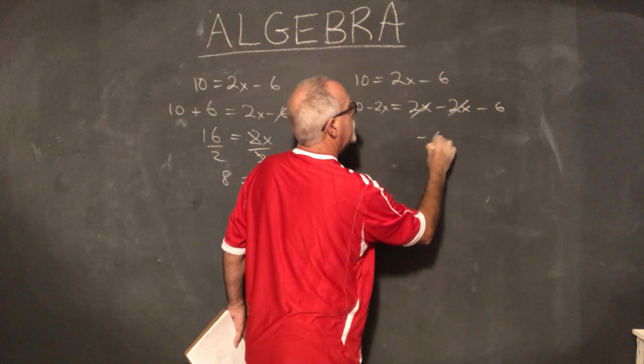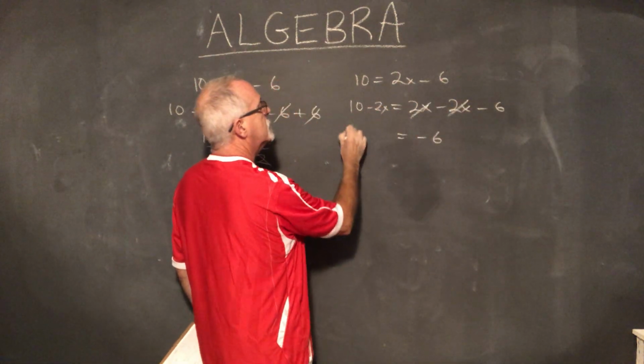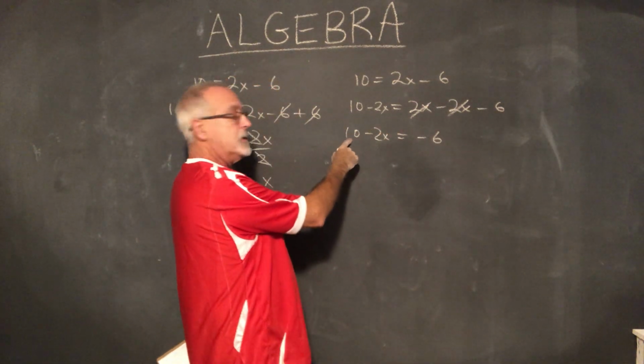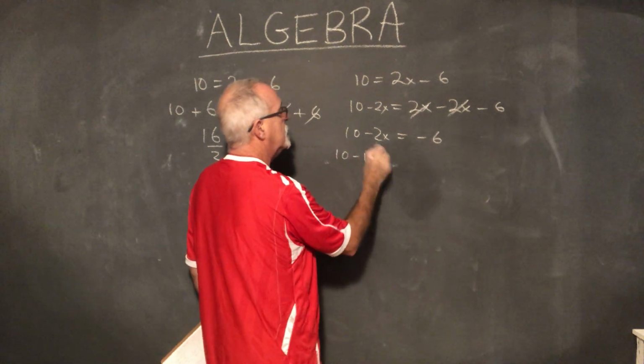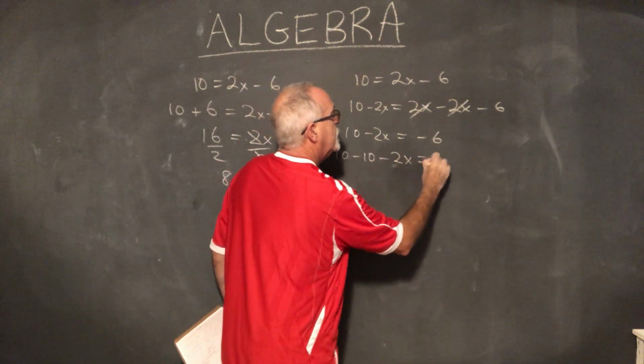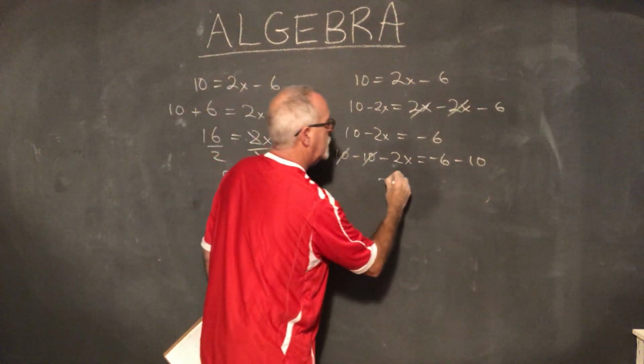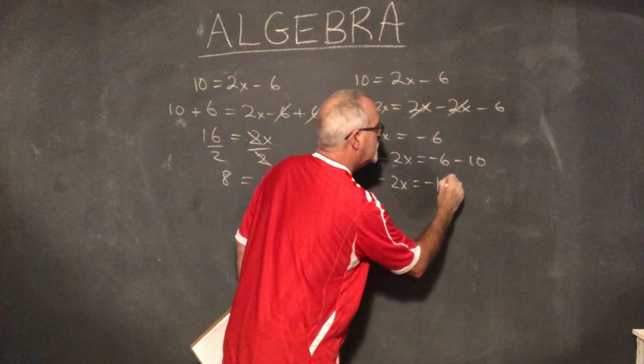These cancel. I have negative 6 over here. 10 minus 2x is over here. Now I want to get rid of the 10. That's a positive 10. It's being added. So I do 10 minus 10. I subtract a 10 from both sides. I do the opposite of adding a 10. These cancel. I have negative 2x equals negative 16.